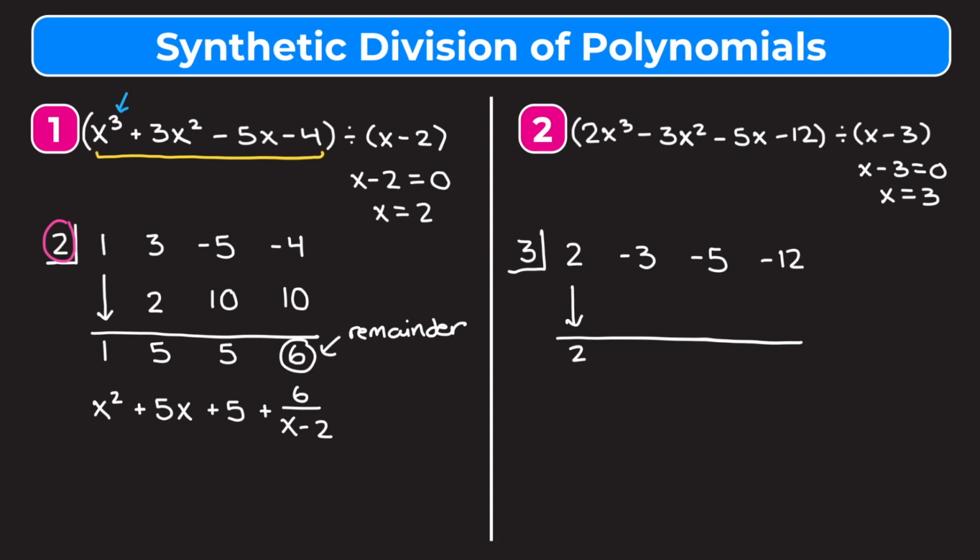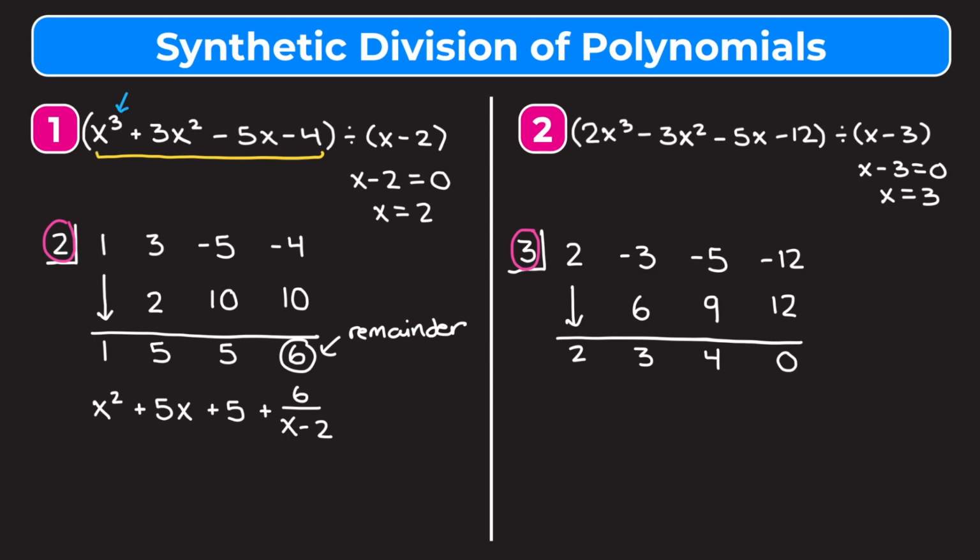And now remember, anything below the line is going to get multiplied by the number in our box. So 2 times 3 is 6. We're going to put that under the negative 3 and add straight down. Negative 3 plus 6 is positive 3. And now we're going to multiply that 3 under the line by the 3 in our box. 3 times 3 is 9. We're going to add down. Negative 5 plus 9 is going to give us a positive 4. Multiply this 4 by the 3 in our box to get a 12. And now add down. Negative 12 plus 12 is going to give us a 0.